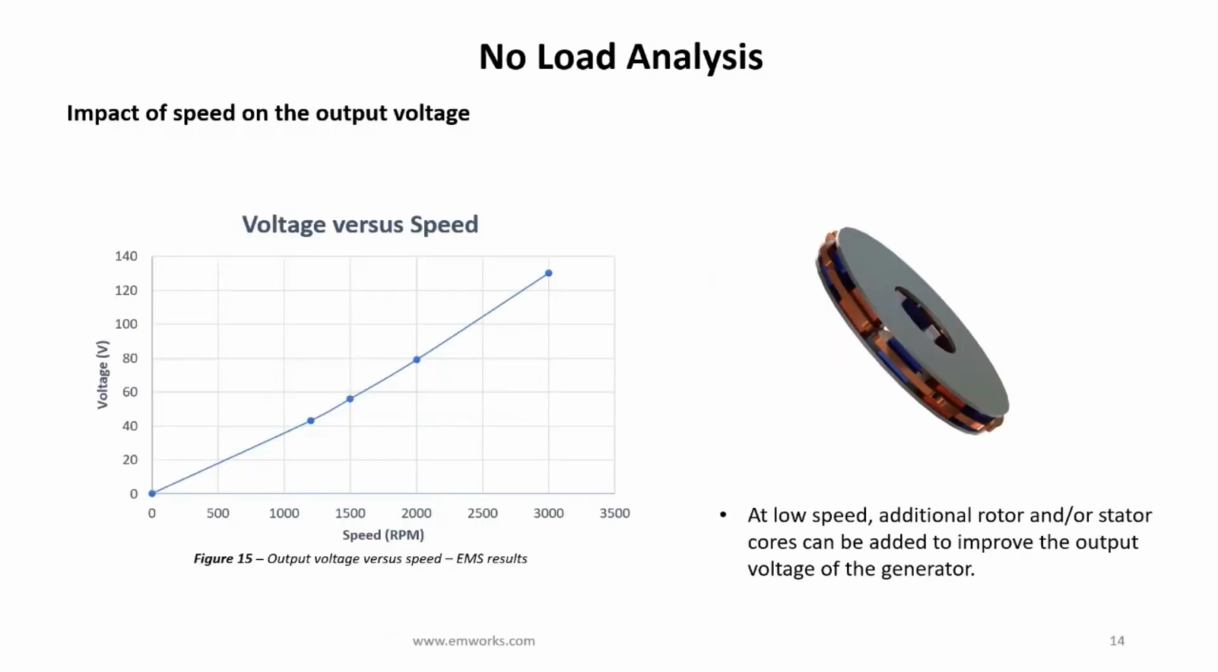EMS was used to compute the output voltage at different speed rates, and we got the results plotted in figure 15. It can be concluded that the voltage is proportional to the speed. So if the designed machine will operate at high speed, a low remanence permanent magnet might be used to avoid any overvoltage in the system. In other contexts, a machine designer can think to add more stator and rotor cores to increase the output voltage at low speed, like in multi-stage machines used for wind turbines.